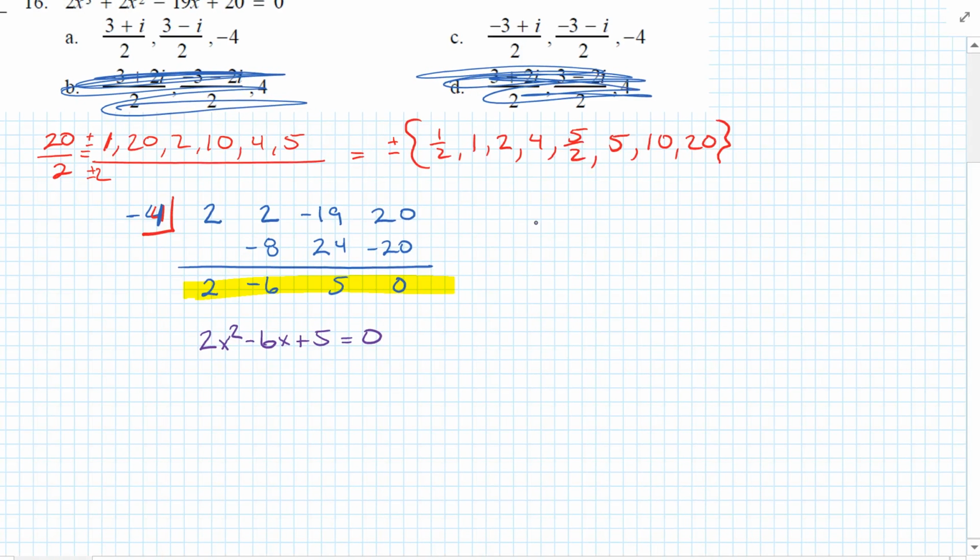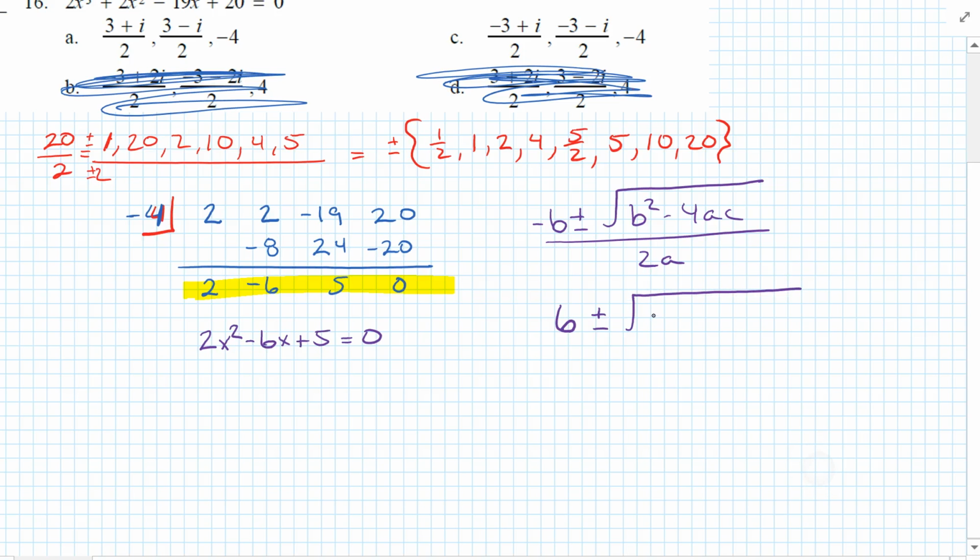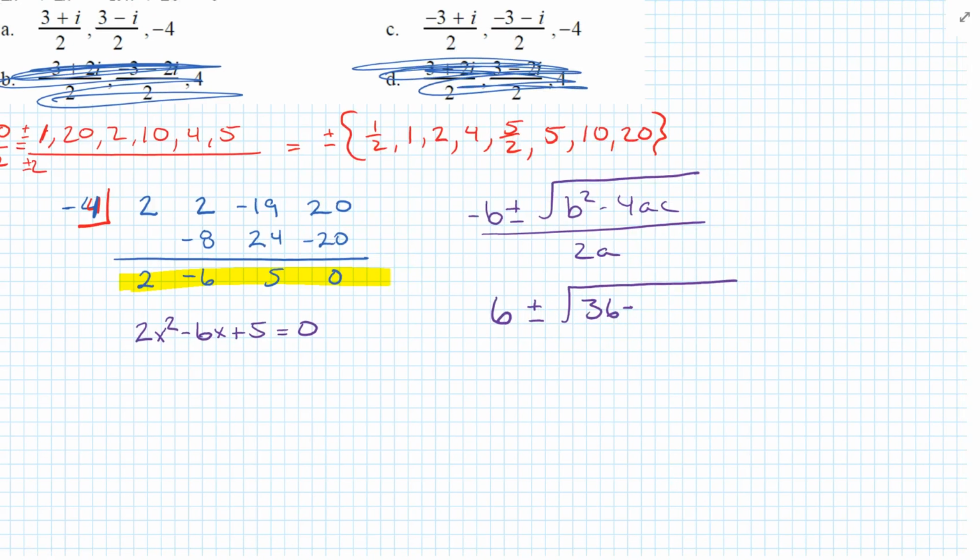Okay, so our quadratic formula was negative b plus or minus the square root of b squared minus 4ac, all over 2a. So here's what we got. What's our b value? Negative 6, so it's going to be negative negative 6, so it's going to be positive 6 plus or minus the square root of negative 6 squared, so 36 minus 4ac. So that would be 4 times 10, which would be 40, all over 2a. Well, our a value is 2, so that would be all over 4.